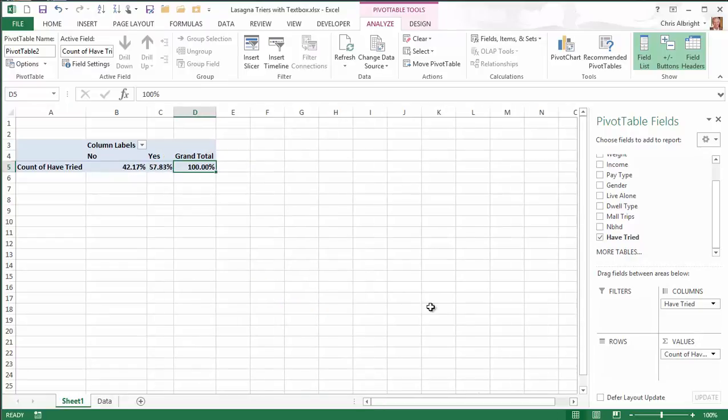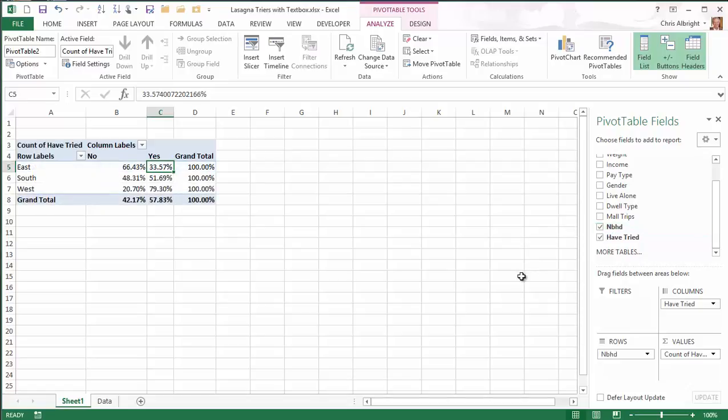That's the first answer. 57.83% of the people have tried the product. Now I will break it down by neighborhood. For each of the neighborhoods, you can see the percentage who have tried the product. Obviously, the highest percentage is in the West. As I get this information, I would be writing notes, either on a piece of paper or here in the spreadsheet. I will create a column chart of these percentages.